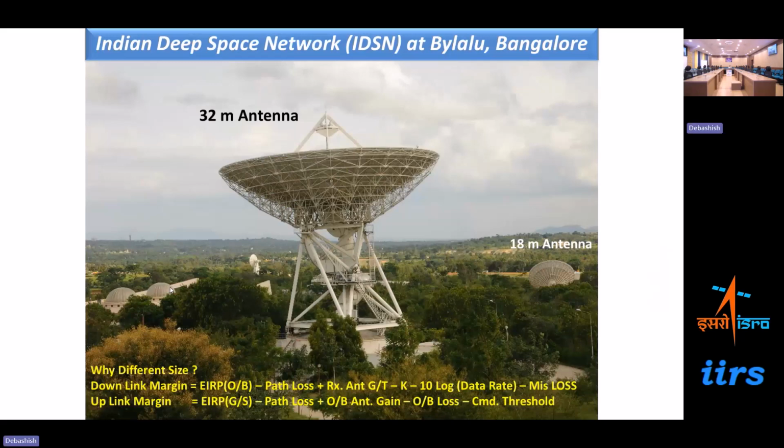So now we come to why we need a very different size of antenna. In the previous chart you would have seen, we had a 10-meter, 11-meter antenna through which we can track our IRS class of satellite.